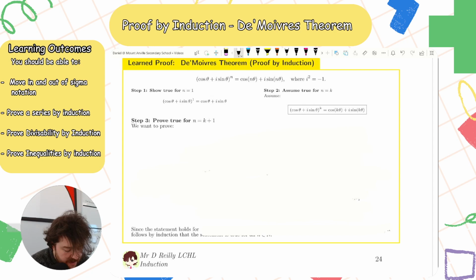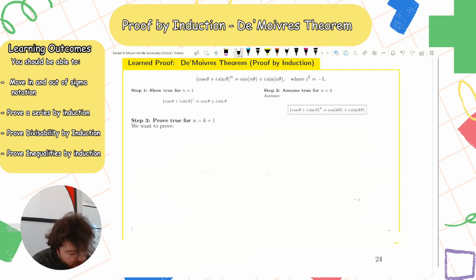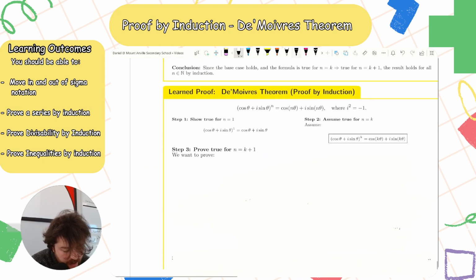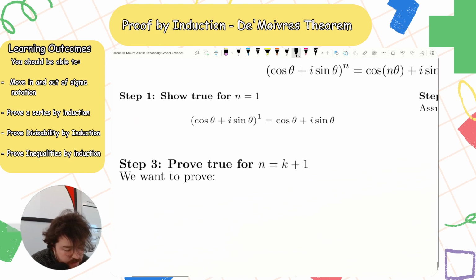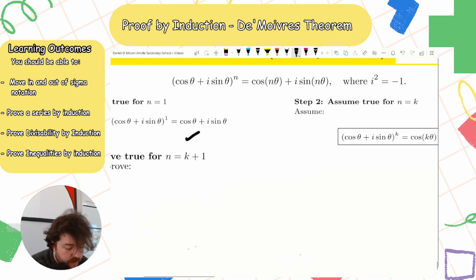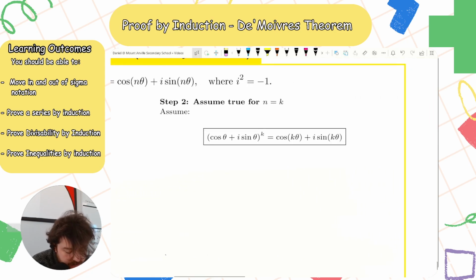I think I'm going to need a lot more space here, sorry. Right, so we need to first show it's true for n equals 1. So sub in n equals 1 here. So all to the power of 1 is equal to cosine theta plus i sine theta. Tick, right? It is true for n equals 1. Now we assume true for n equals k.